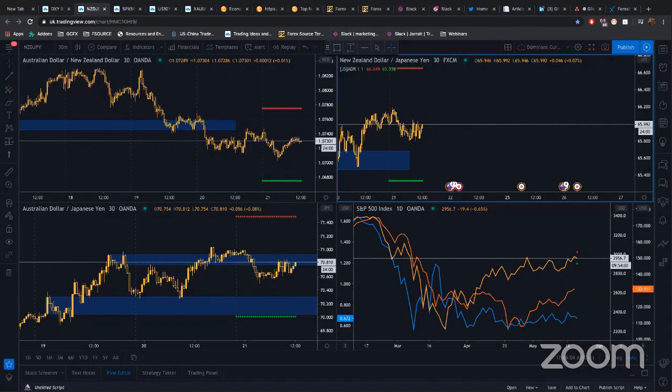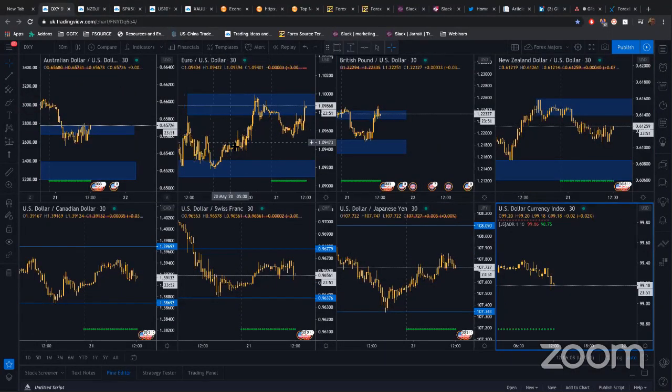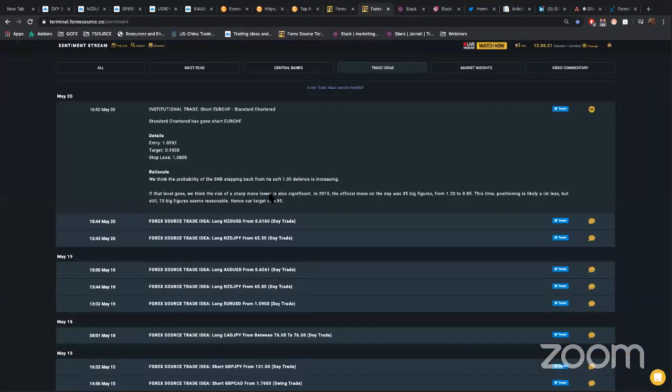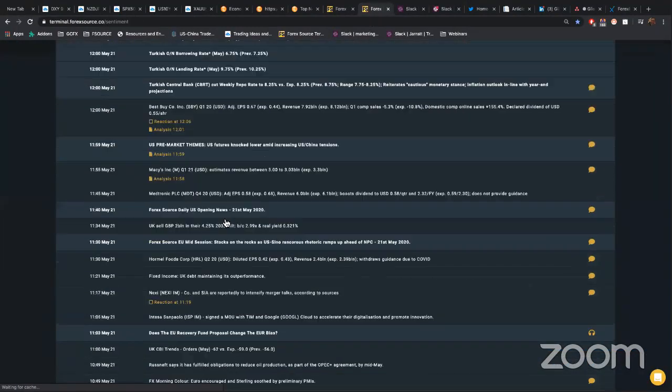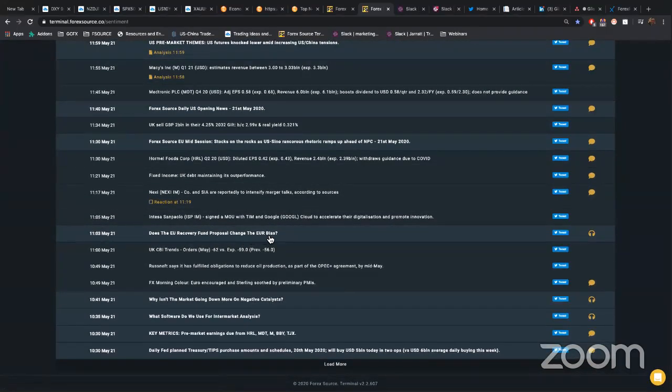Yeah, the euro strength, James, right? You would have seen that euro spike. That spike higher in the euro has been on the joint German-French euro relief fund that's been proposed. There's been a fund proposed. Now, if you just look in the terminal, we've got a good outline of this. If you just look here: does the EU recovery fund proposal change the euro bias?